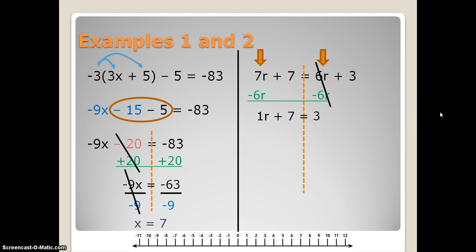Again, we're back to our two-step equations. I'm going to subtract 7 from both sides. Now from here, if I'm at 3 and I subtract 7, I'm going to count to the left. 1, 2, 3, 4, 5, 6, 7. So I know that 1r is equal to negative 4. Now typically we're going to stop at this point, or you can think of it as if we were dividing by 1. But r is equal to negative 4.